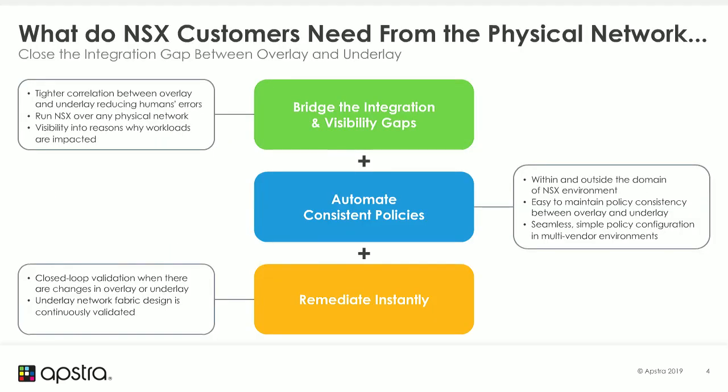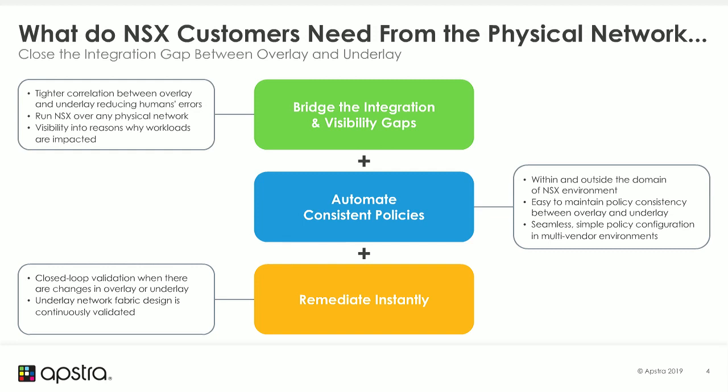So what do NSX customers need from the physical network? They want to be able to bridge the integration and visibility gaps by bringing tighter correlation between the overlay and underlay to reduce human errors, where the underlay can be any physical network that is able to participate with the overlay NSX. Also, they want visibility into the reasons why workloads are impacted, like performance and availability issues.